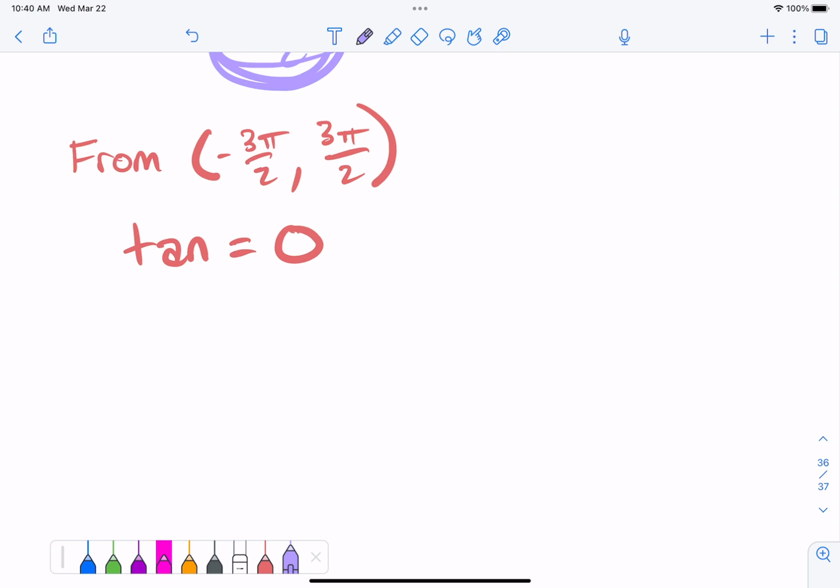I would look at the graph. Where is tangent 0? I'm just going to guess that one. Do we know how many there are? There should be 3.